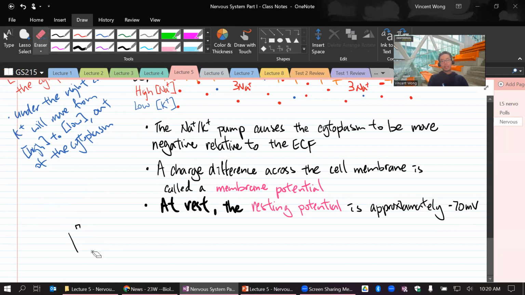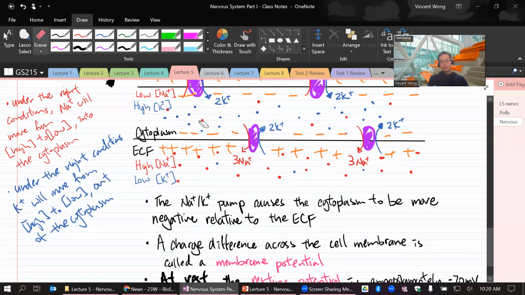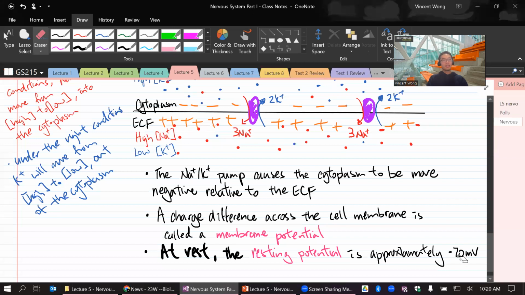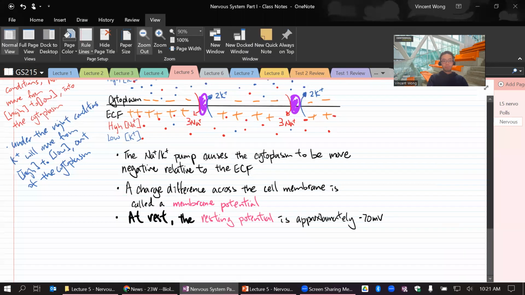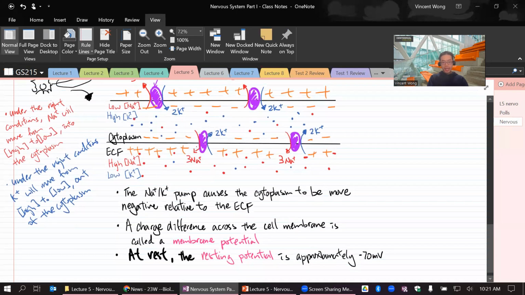So if we measure the inside of the membrane compared to the outside, the difference would be minus 70 millivolts. This is called a resting potential because the neuron is not transmitting a signal. And it is correct to say that the resting potential is established by the sodium-potassium pump.